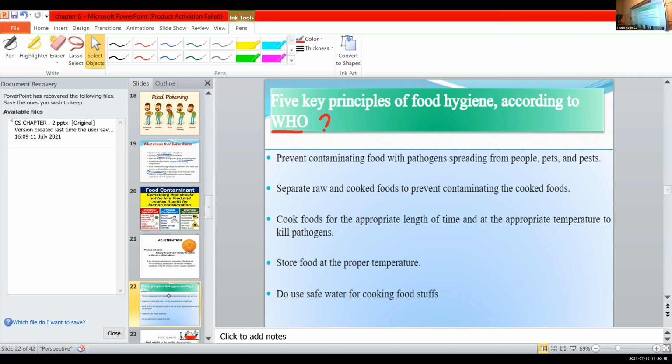Next one. Use safe water for cooking food. So don't use contaminated waters and all. Then store food at the proper temperature. We can't store food at room temperature for a long period of time, right? So we can keep these food items in the refrigerator to reduce the temperature. At this reduced temperature, the bacteria will not grow easily. So these are the 5 principles commonly used by the World Health Organization to prevent food contamination.